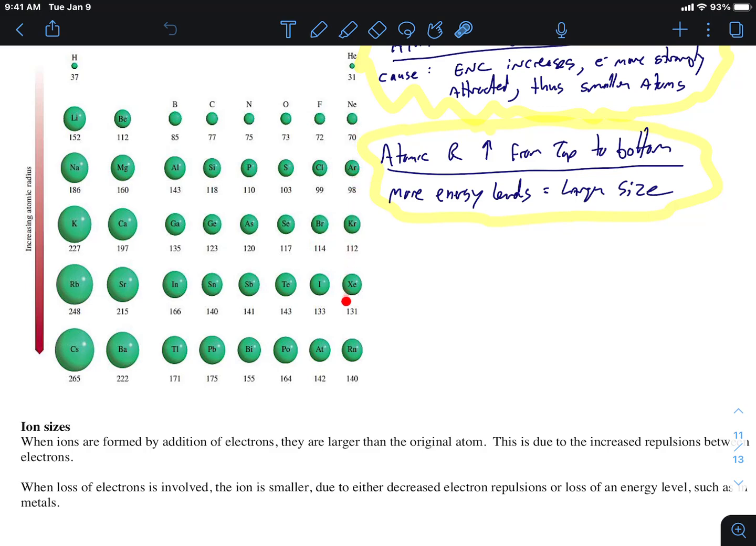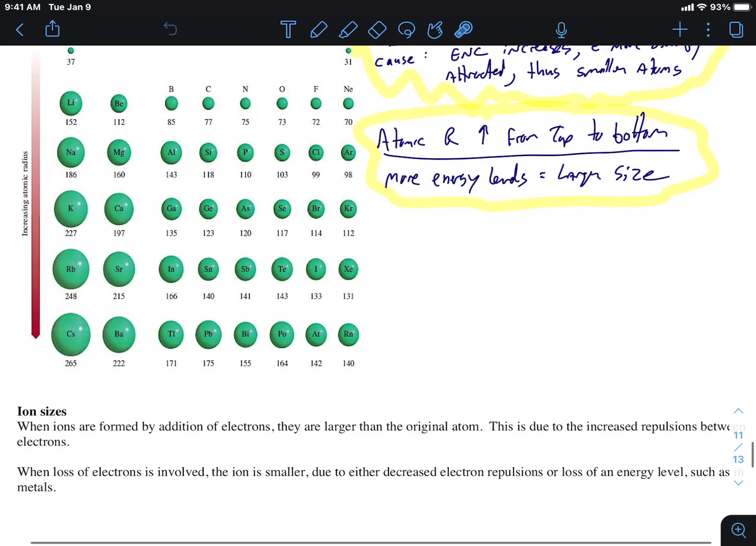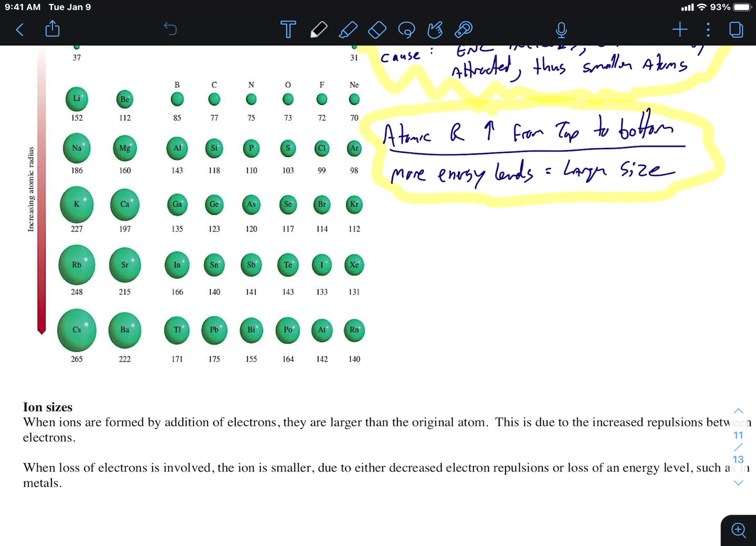And yet the size increases when you go down a family. So the reason is not based on effective nuclear charge. It is based on the fact that there are just more energy levels. Nitrogen has 2 energy levels, phosphorus has 3, arsenic has 4, and so on. Okay, so now let's talk a little bit more about sizes. And so we're going to talk about ions to start with.